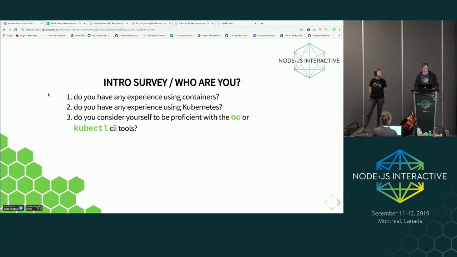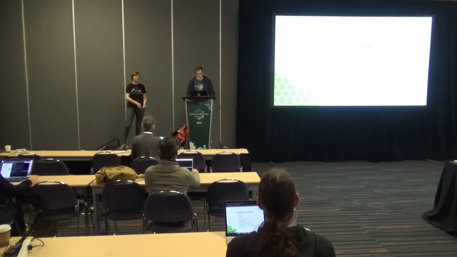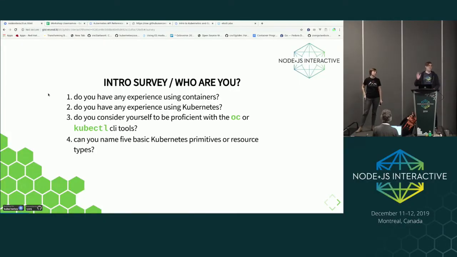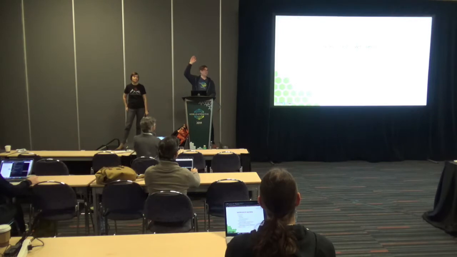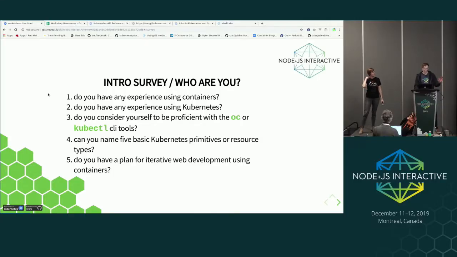How many of those folks, I'm expecting decreasing numbers of hands with each of these, how many consider yourselves to be basically proficient with either the OC or kubectl command line tools? Anyone care to raise a hand on that? Cool, some brave folks. Looks like four or five folks. And how many folks feel like they can name five Kubernetes resource types or primitives? I'm not going to call you on it, but yeah, two or three people. Okay, not a whole lot of folks, but a couple feel like they can name a couple of these things.